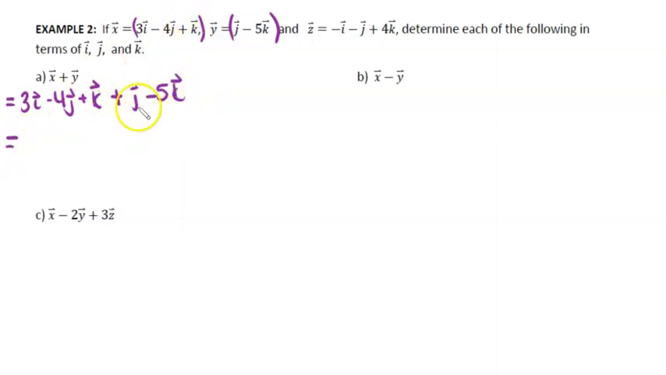And then we just go ahead and simplify. So 3 vector I, that just comes down. That's the only vector I component. And then minus 4 vector j plus vector j, I get minus 3 vector j. And I get plus vector k minus 5 vector k, I get minus 4 vector k.